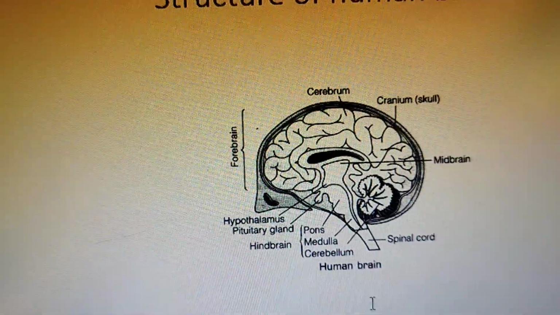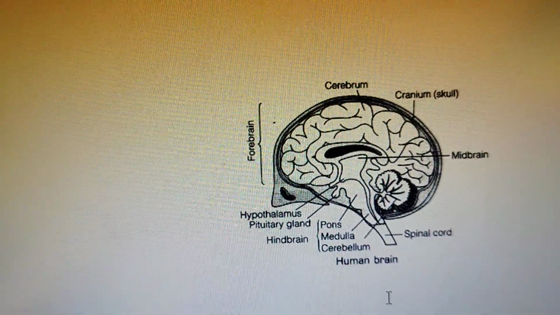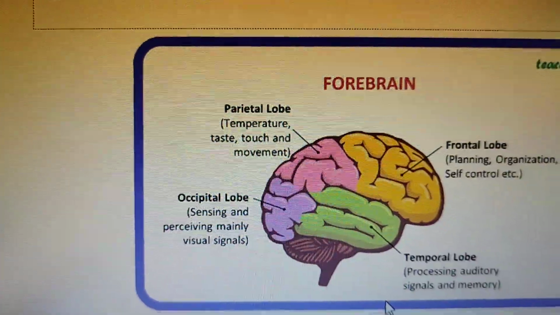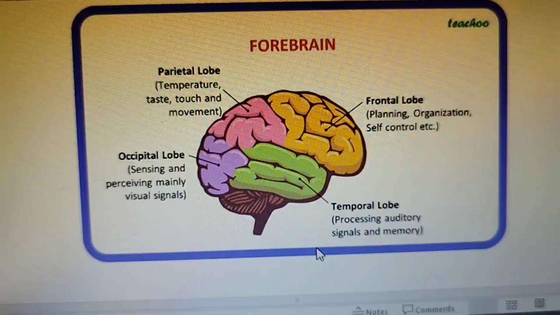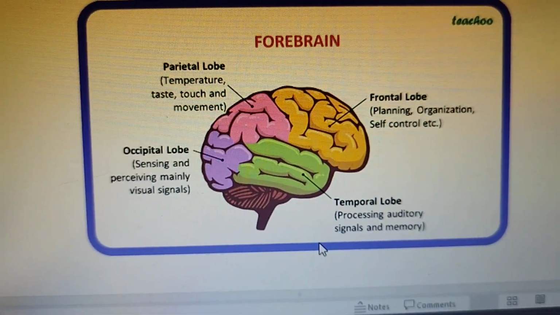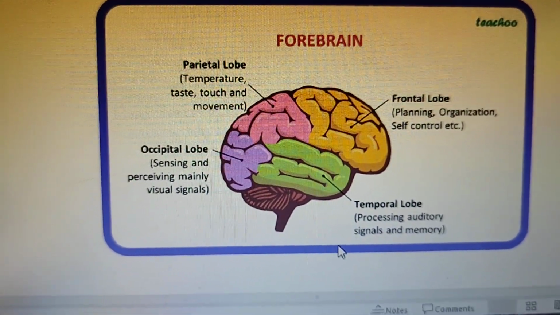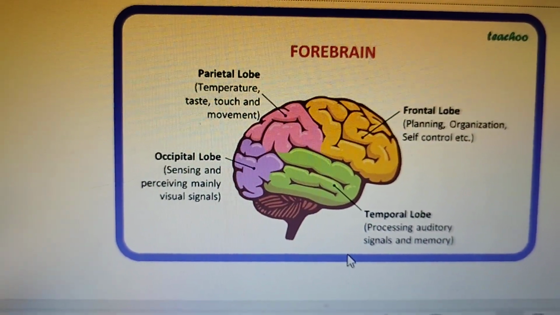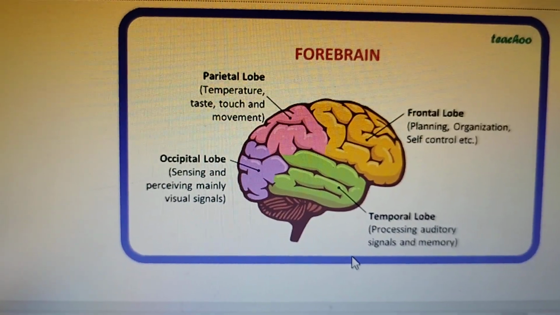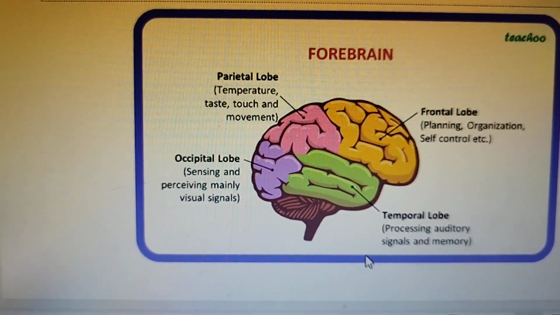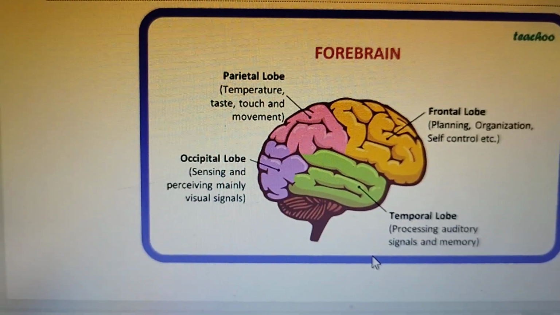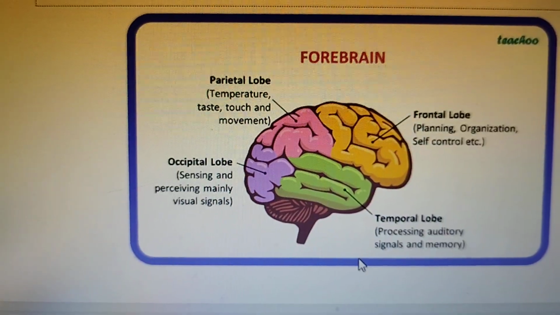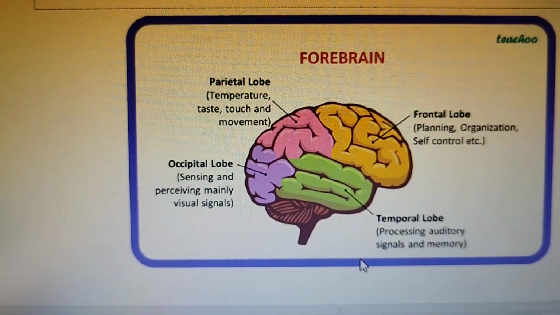And our forebrain has two chambers, right chamber and left chamber. Look at this one. In our forebrain we have right and left chambers, and on both the right side and left side there are two more chambers. Total four chambers are there. The right side and left side are separated by the cerebral hemisphere. The cerebral hemisphere is only part of the forebrain.